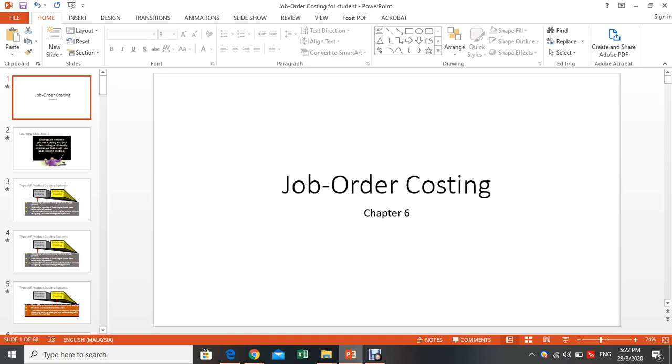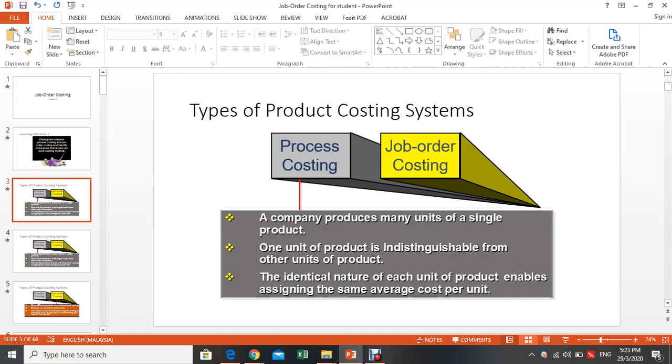But for management accounting, we only cover two types of costing: job order costing, which we cover in chapter 6, and process costing, which we cover in chapter 7. The first part is you need to differentiate between job order costing and process costing. Basically, they have the same purpose, which is to determine the cost per unit of the product, and thus to determine how much selling price we need to quote for the product.